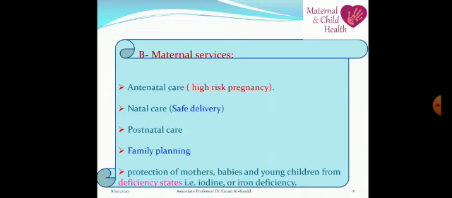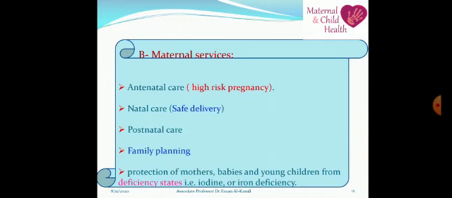So each woman attending the antenatal care has special records and files, and if she is a risky mother, they will put the letter R in red. So everybody who comes to see the file knows that this mother is at risk, and they write the cause of being high risk. Natal care, or the healthcare services during delivery.